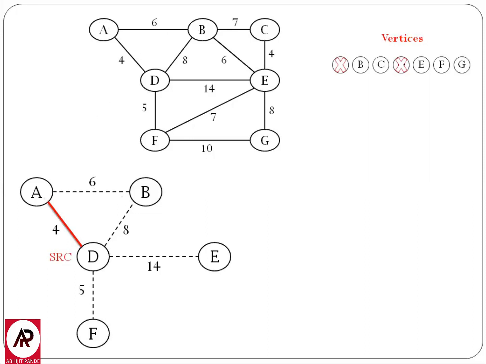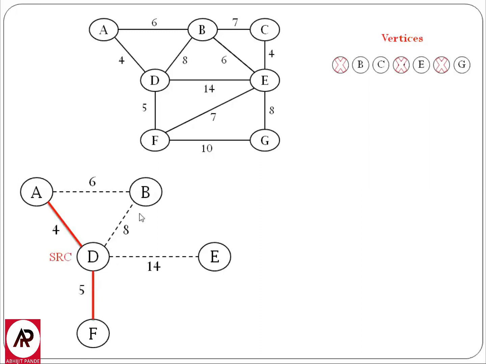We have to apply the same principle. Choose the edge having the minimum cost. Here the minimum cost is 5. So I am going to choose this edge because it has the minimum cost. When we choose this edge, the node F now comes into our MST. It belongs to our MST, that's why we have removed the node F.